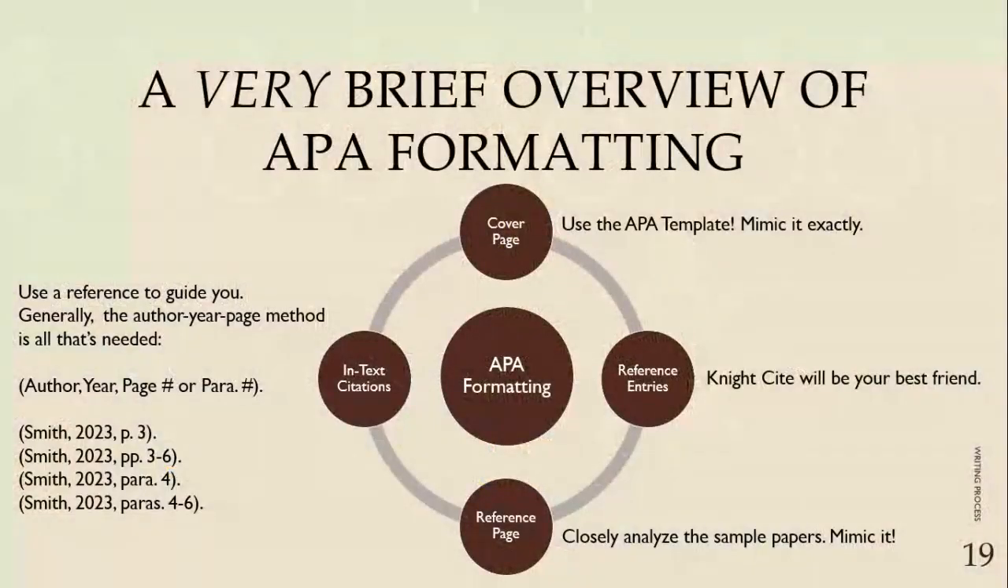Now, APA formatting, a very brief overview. We've got 4 major components. We've got the cover page, reference page, in-text citations, and reference entries. Sometimes you'll see reference entries referred to as reference citations, but I like to use a different term to differentiate them from in-text citations. If you look online, or even in the CSU citation guide, you'll probably see this referenced as reference citations rather than reference entries.